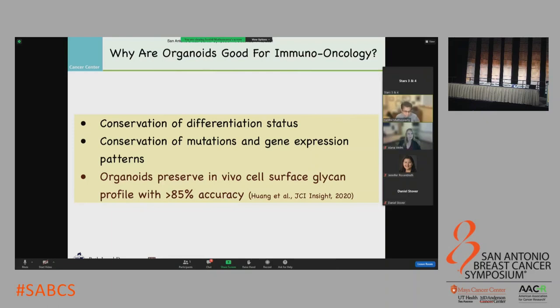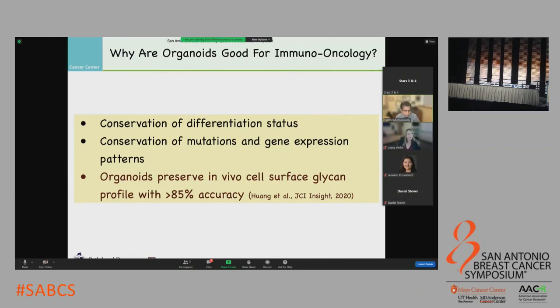And as many of you may know, and also you heard from Jennifer earlier today, the organoid platform is in fact quite effective in maintaining, or at least conserving, the mutation and gene expression profile of the matched patients. An important criterion that we recently demonstrated is that organoids, in fact, preserve the cell surface glycan profile of an in vivo tumor with more than 85% accuracy.